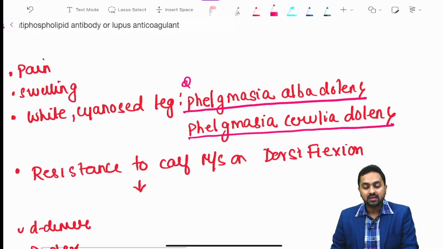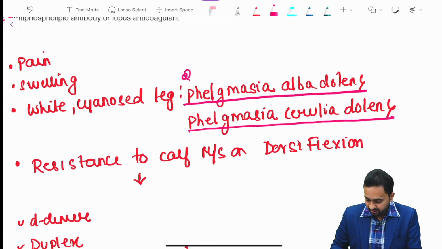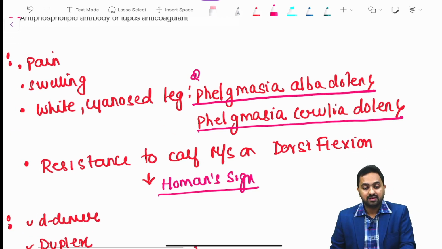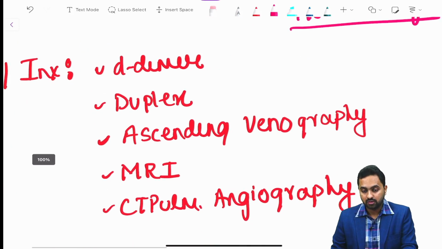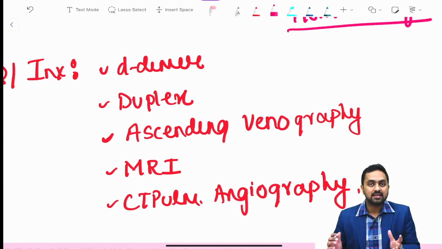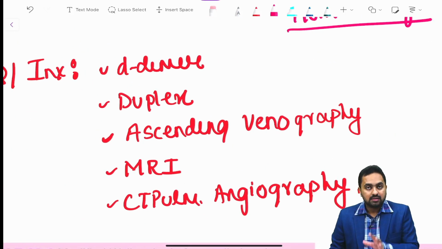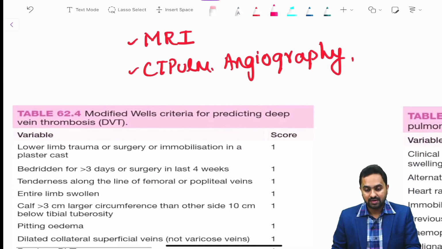Now, an important sign is seen, which is your resistance to calf muscle on dorsiflexion, which is your Homan's sign. Now, the various investigations that are used in your deep venous thrombosis include your D-dimer, duplex scanning, ascending venography, MRI and CT pulmonary angiography. And now there is an important criteria which is referred to as your Wells criteria, right.